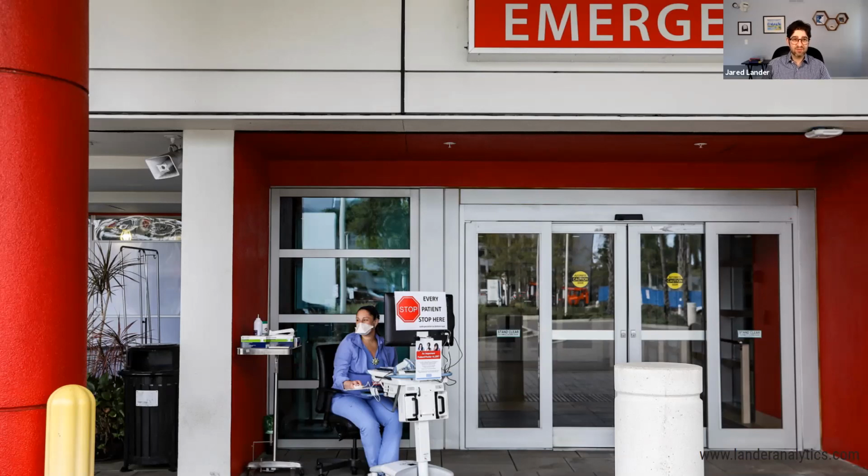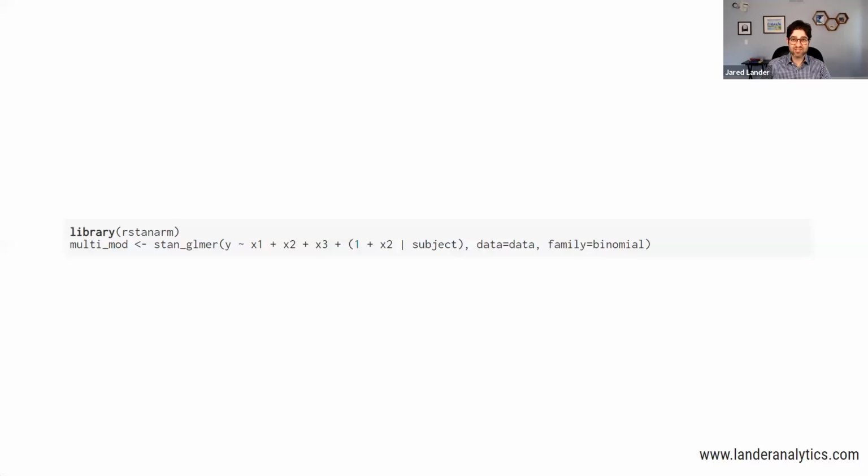Following our trend, we could use one line of code, thanks to the rstanarm package from Andrew Gelman's team, which has the function stan_glmer. This allows us to model global effects with group variations. Our outcome variable y is modeled by x1, x2, and x3, and those all have global effects. But then we see in the parentheses 1 plus x2, that means the intercept is allowed to vary by subject, and so is the effect of the second variable. So the first and third variables are measured from the global population, where the second variable is measured from the global population while picking up variations from the group level data.